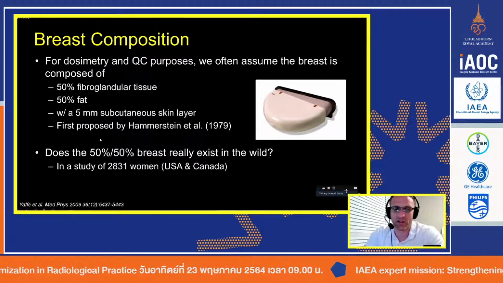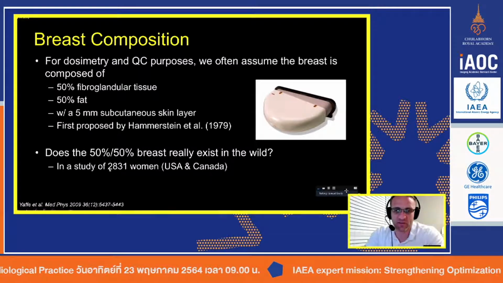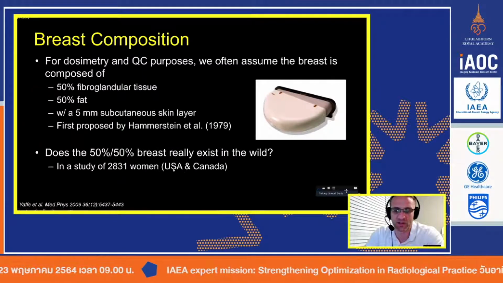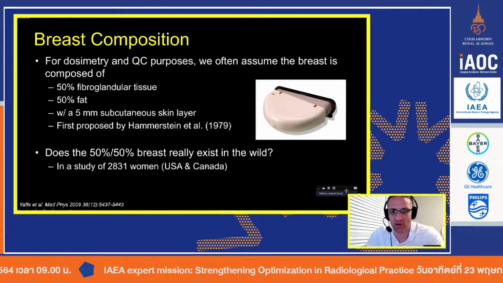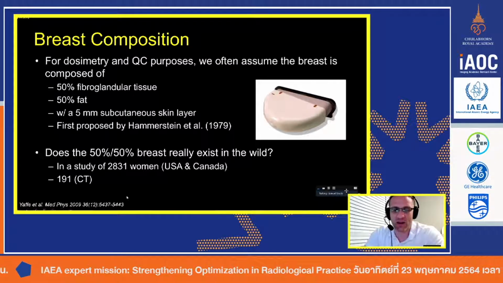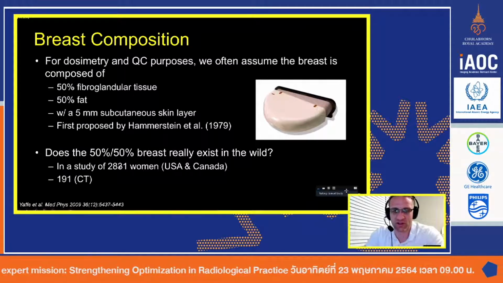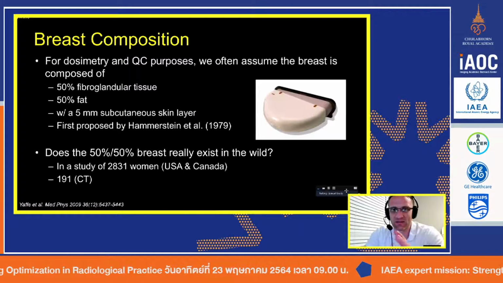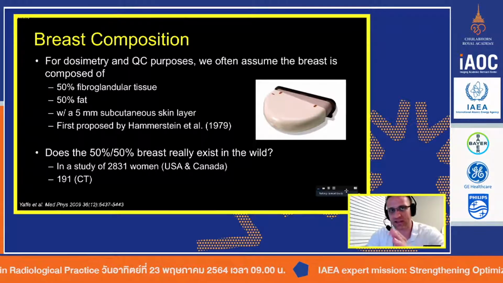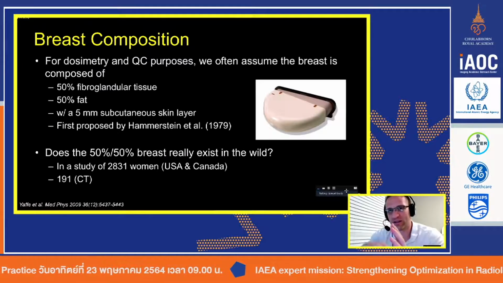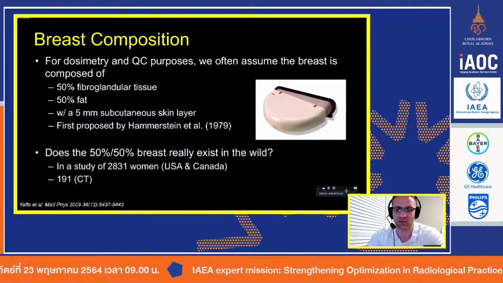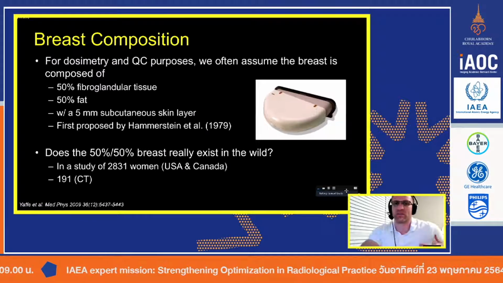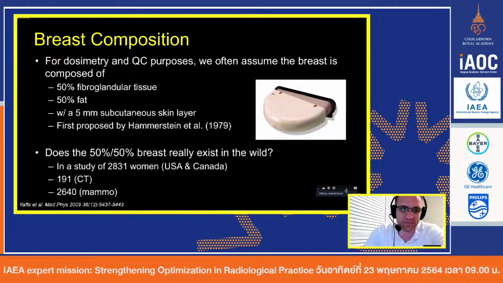But what about glandularity? So in a separate study of 2,831 women, this was US and Canada, so once again, a more Western population, they looked at 2,831 mammograms and also 191 CTs. I don't know if Thailand has this, but there are dedicated CT scanners of the breast, and we have some of those here in the US. So it's not a CT of the body itself, it's actually a CT of the breast specifically.